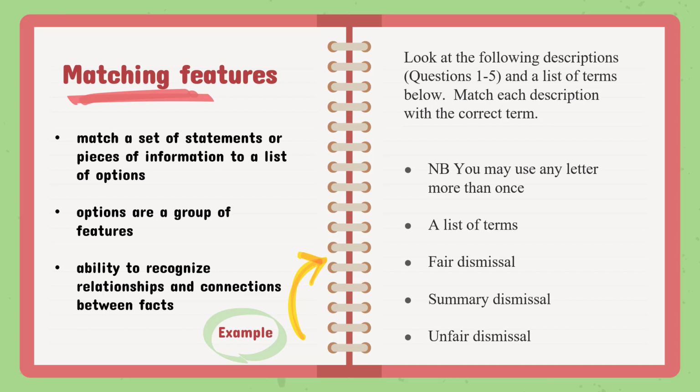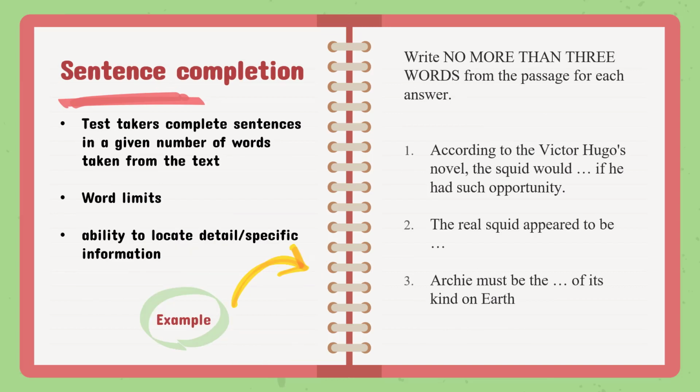And sentence completion is something where you don't have many other choices. You actually use the words from the passage, but you may or may not need to make necessary adjustments. For example, you see a verb, but you need a noun. You need a noun, you have an adjective. You have an adjective, you need a verb. That's how you need to change the information. You need to complete the sentences in a given number of words taken from the text. Given number of words and word limits.